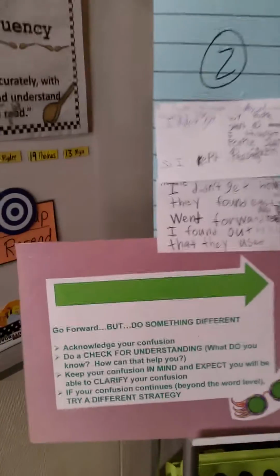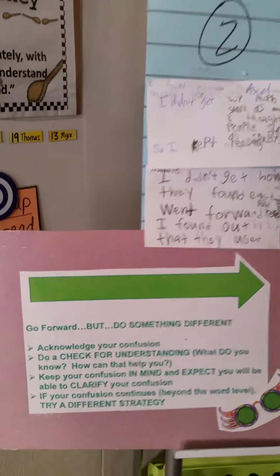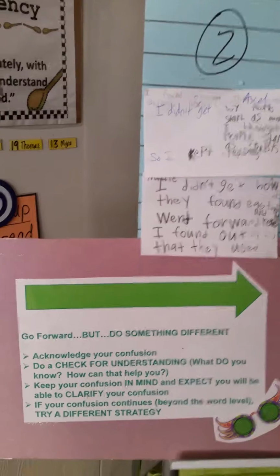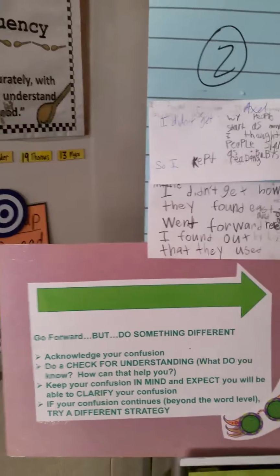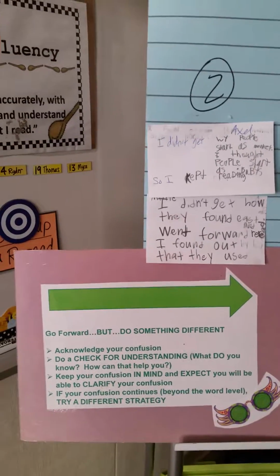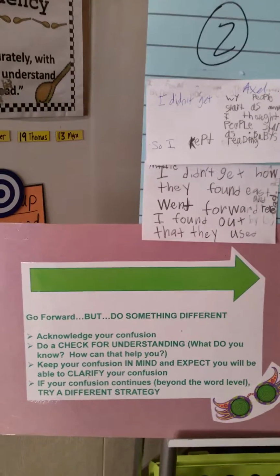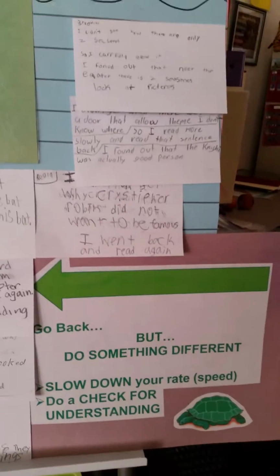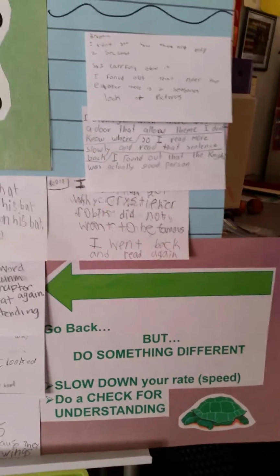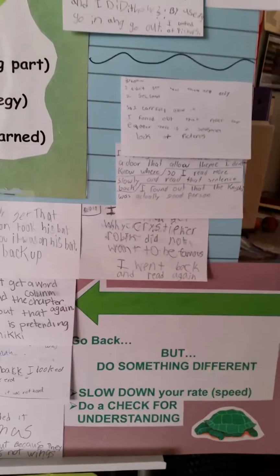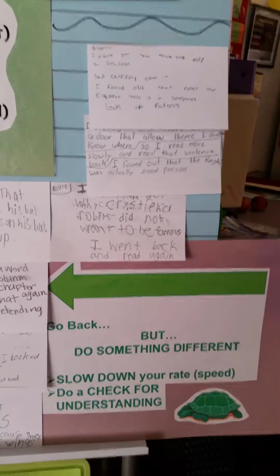Go forward means go forward and do something different. Acknowledge that you're confused. Do a check for understanding. Have a question in your mind, and usually read a little bit slower. So I call that the questioning turtle. Questioning means you have a question in your mind, and turtle, you go slower. And the last one is go back, but also do something differently. And again, that idea of questioning turtle: ask a question, read a little bit slower.